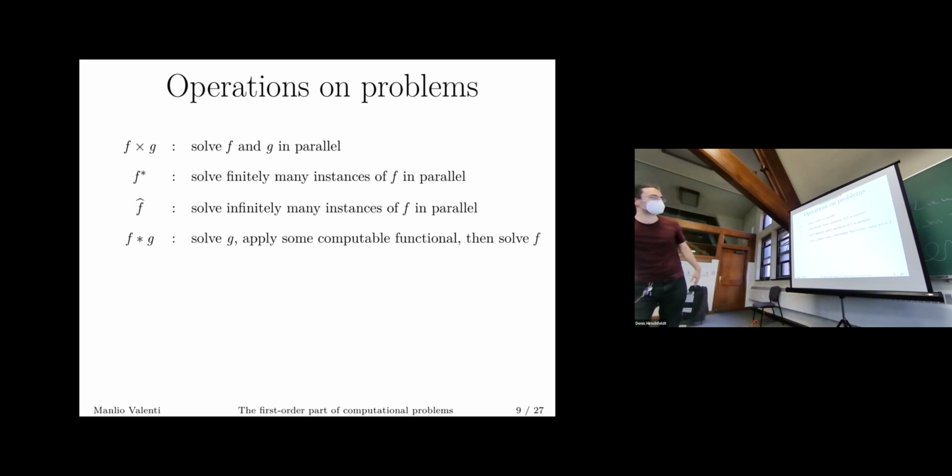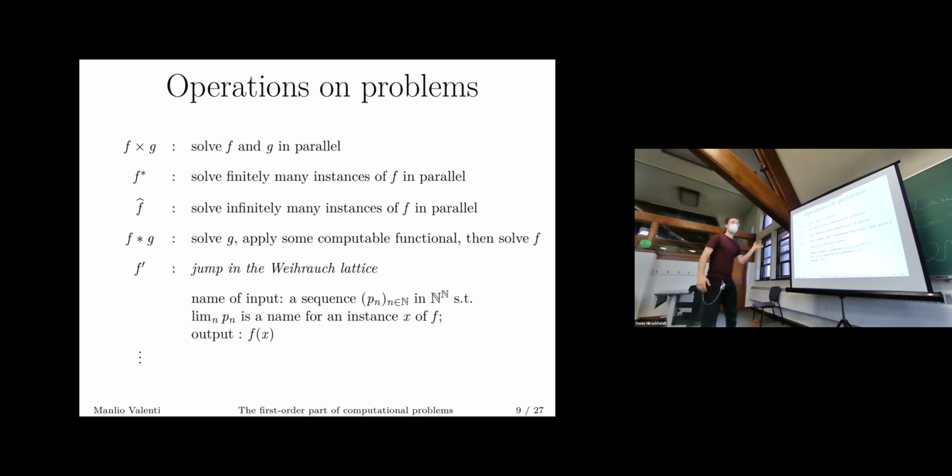There's a compositional product, which is kind of a tricky one. It consists of, let's say, a series composition. So you first solve g, then you do some computable operation on whatever solution you're given for g, and then you want to apply f. So it's of course stronger than the parallel product.